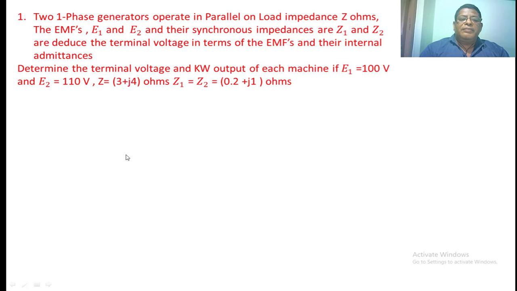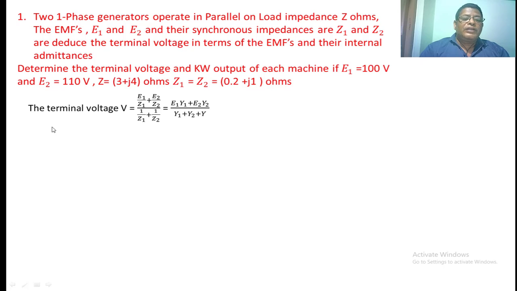Determine the terminal voltage and kW output of each machine if E1 equal to 100 volts, E2 equal to 110 volts, Z equal to 3 plus j3, Z1 equal to Z2 equal to 0.2 plus j1 ohms. Z is nothing but the load impedance.